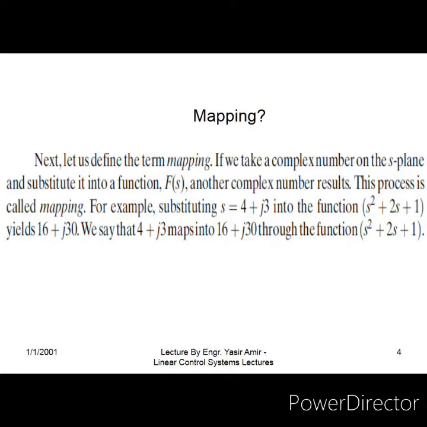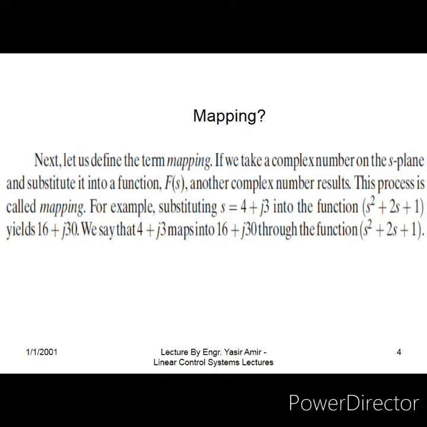For example, as shown over here, we can have f of s equal to s square plus 2s plus 1. Then we take a complex number. Suppose the complex number is, as you can see over here, 4 plus j3. When we replace s by this complex number and solve it, we get another complex number, that is 16 plus j30.